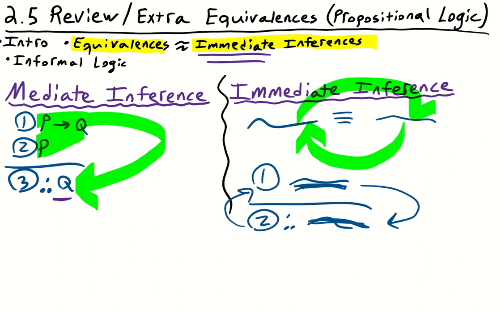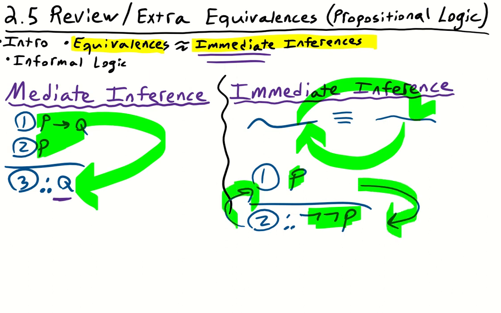Well, actually, let me do an easy example. Let's say we have P is the premise and the conclusion is not-not P. So that's just a double negation. So these two statements, P and not-not P, are logically equivalent. So we can go both ways, premise to the conclusion, conclusion to the premise.